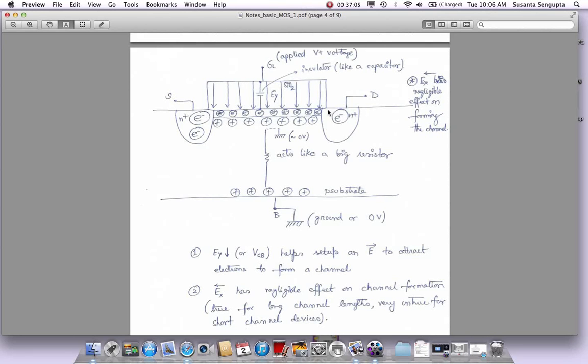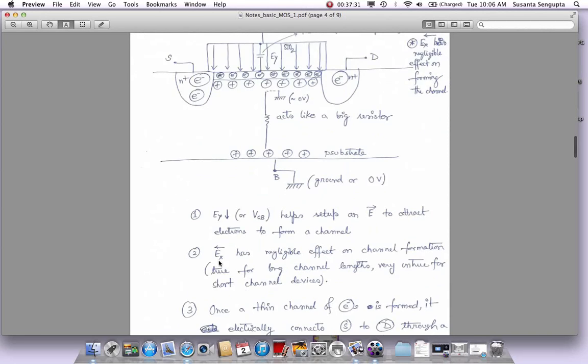Okay, so the vertical field helps set up an electric field to attract the opposite charges here to start forming a channel and for the current to flow. Okay, what is the effect of this horizontal field? It really doesn't have so much of an effect to form the channel, but once the channel is formed, of course, as you can see, it's going to sweep away these carriers. These are free carriers put in a horizontal field of EX that's going to sweep them. It's going to determine the current and all kinds of stuff. Then it has an effect.